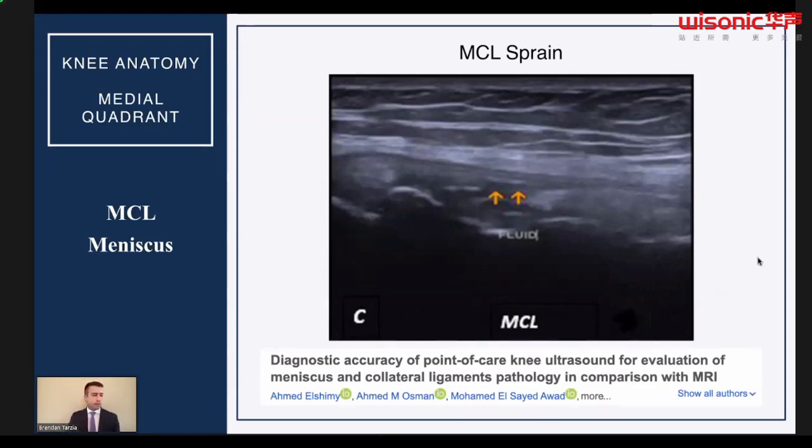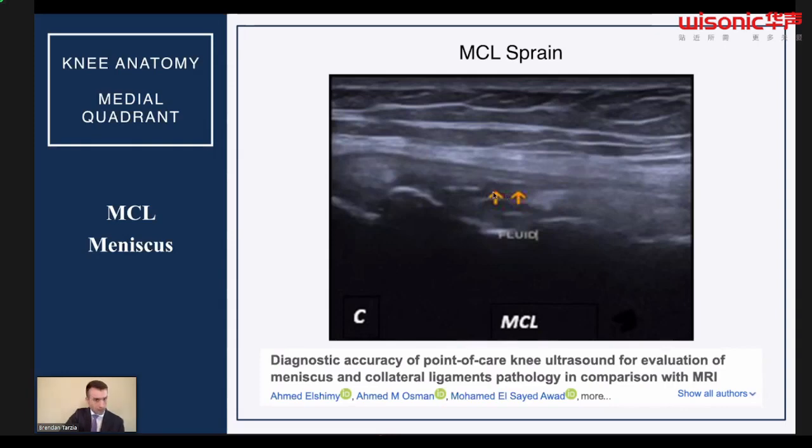Looking at the MCL a little more, there are a lot of different studies now looking at the accuracy of using ultrasound for evaluation of MCL sprains, LCL sprains, and meniscal tears, and how it compares to MRI or other things that used to be the standard of care. The sensitivity and specificity is actually very good right now for the MCL. You'll see differences in the literature, but it's very sensitive and specific for looking for tears.